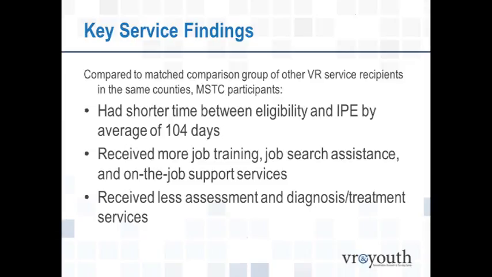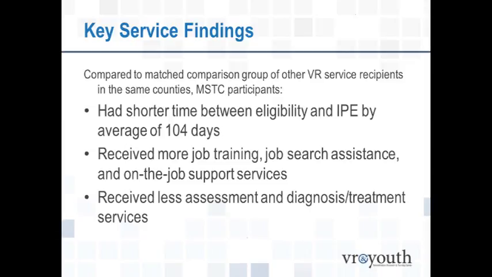So from this, we can infer that sharing information between schools and the VR agency meant that they didn't have to do the typical assessment to find out what the students could do and wanted to do, because that was happening throughout the course of this. And so there was less need to develop that, and more focus on the job training and job search and on-the-job support services, because work was a key feature of this intervention.